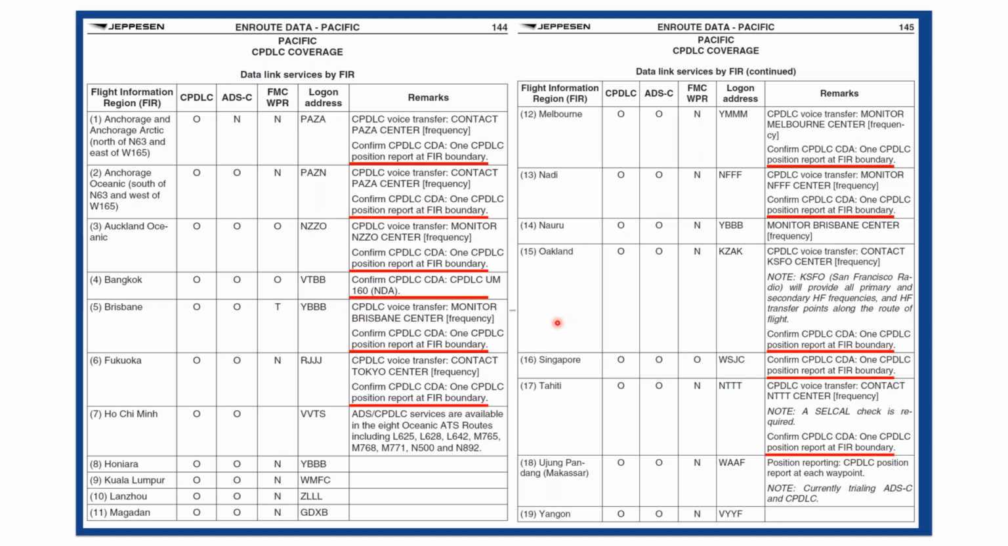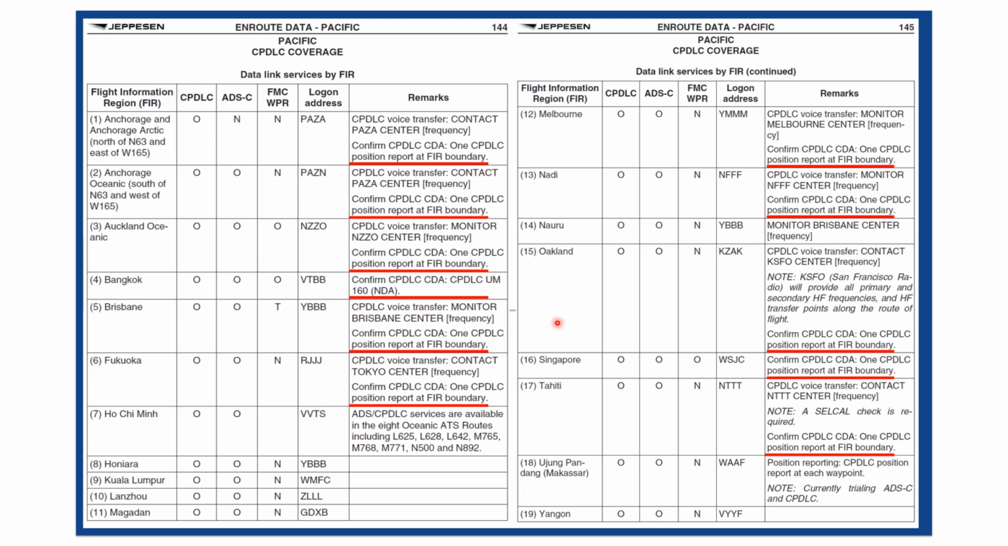But for many of the other flight information regions, places like Auckland, Brisbane, and, what's the other one? Melbourne. If you don't comply with this, they have a practice of sending you a message and telling you to send it. And basically you have failed to comply.